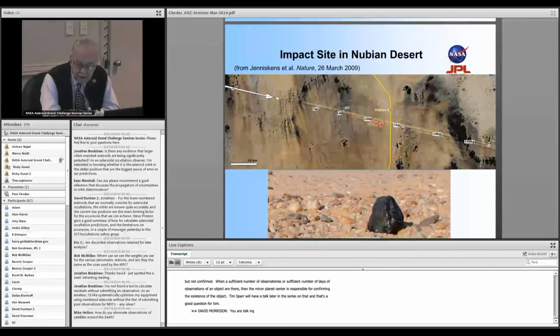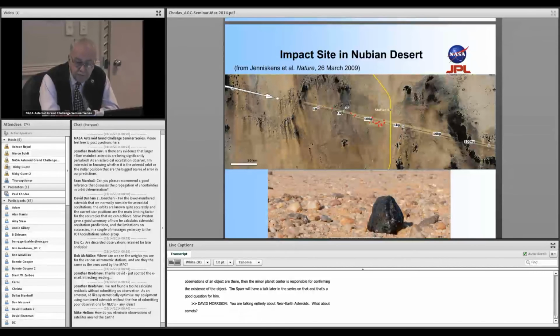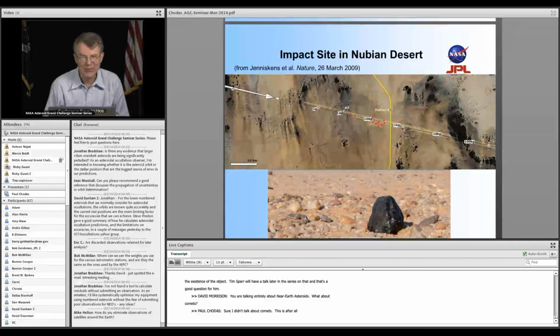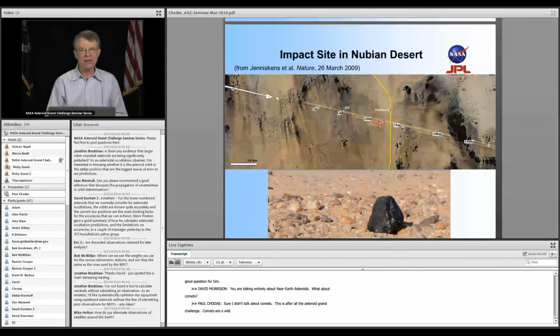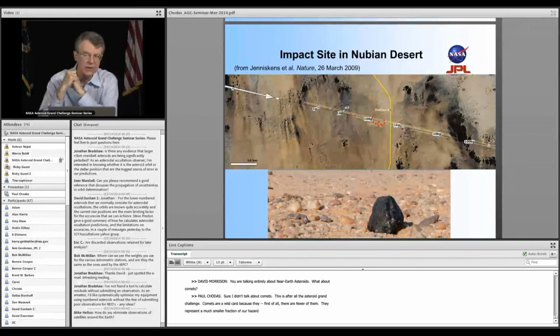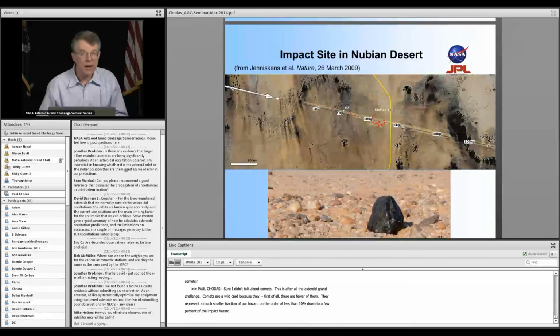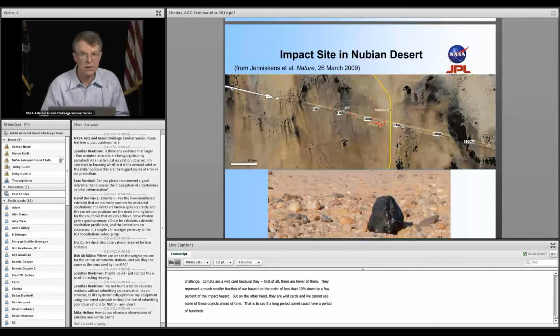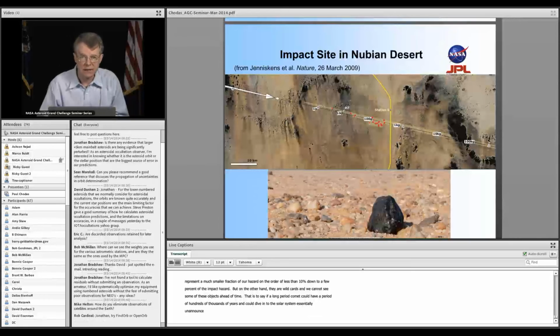You're talking entirely about near-Earth asteroids. What about comets? Sure, I didn't talk about comets. This is, after all, the Asteroid Grand Challenge. Comets are a wild card because, first of all, there are fewer of them. They represent a much smaller fraction of our hazard, on the order of less than 10%, down to a few percent of the impact hazard. But on the other hand, there are wild cards, and we cannot see some of these objects ahead of time. A long period comet could have a period of hundreds or thousands of years and could dive into the solar system essentially unannounced, and we wouldn't see it in many cases until perhaps a few months before it passes the Earth. So they are a wild card.